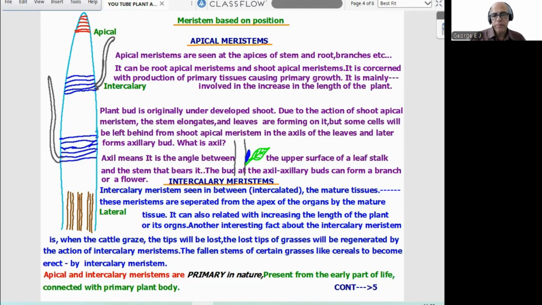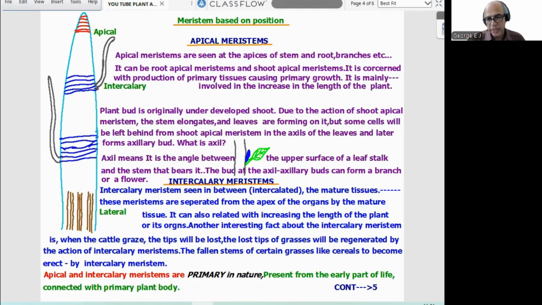The fallen stem of certain grasses like cereals becomes erect by intercalary meristem. So the intercalary meristem, in between, helps to regenerate the lost part where cattle consume while grazing, and such a role is there for intercalary meristem. I think the idea is clear.